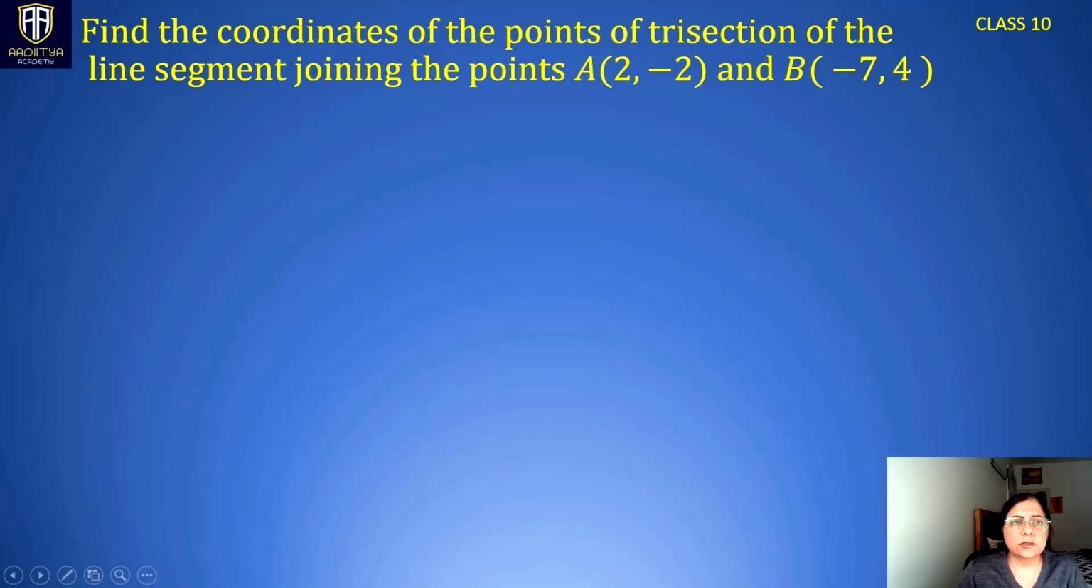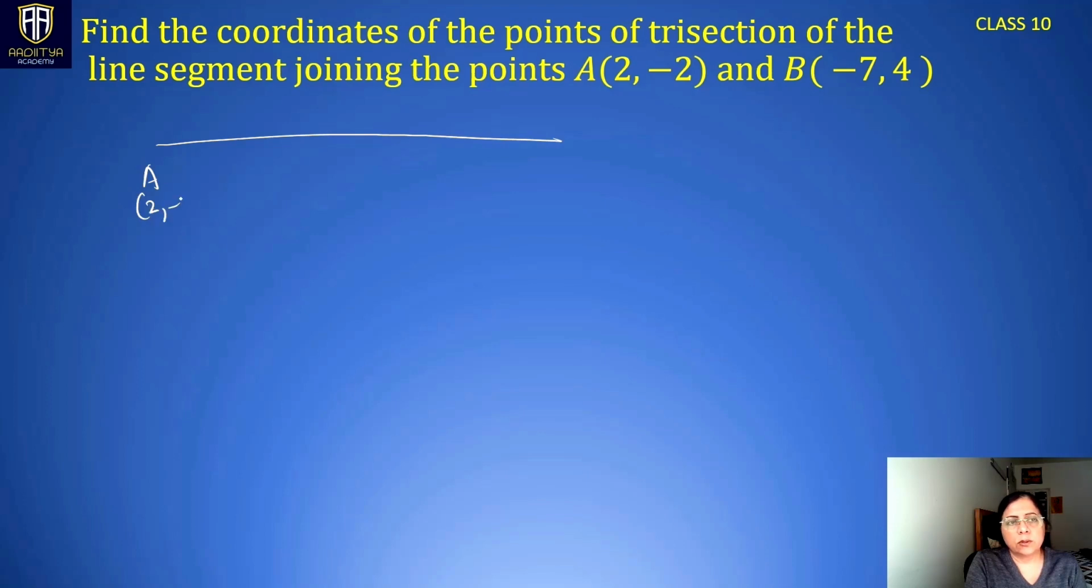Find the coordinates of the points of trisection of the line segment joining the points A and B. This question is very simple, but I don't know regarding the language or something, children find it difficult solving this question. Trisection. Bisection is something, to bisect something means to divide something into two equal parts. Trisection means to divide something into three equal parts. Find the coordinates of the points of trisection.